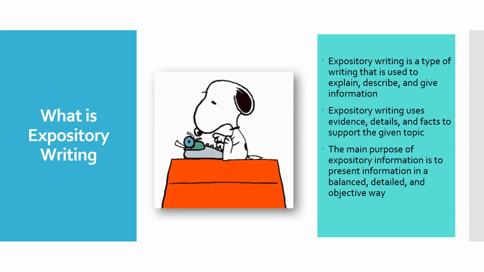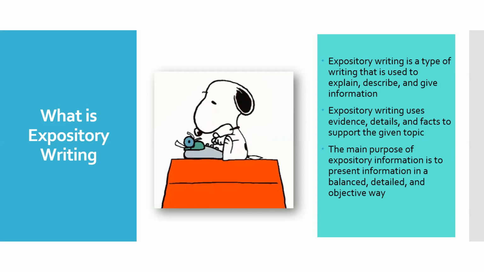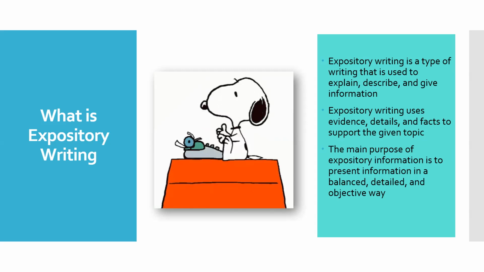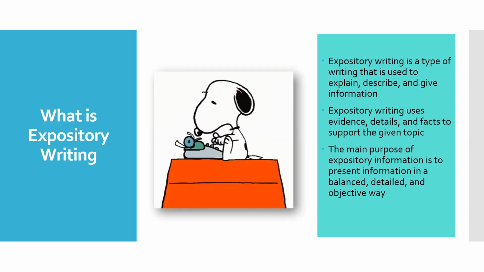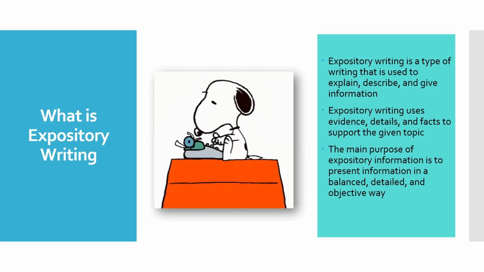With expository writing, you use things like evidence, details, and facts to support a given topic. Your overall main purpose is to present information in a balanced and detailed way. And the idea is to do it in an objective way, and to use your supporting evidence to clearly identify not only your thesis, but your overall argument, right? And why your argument is valid.